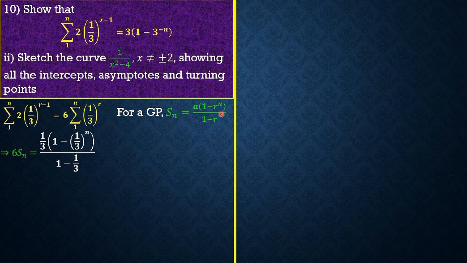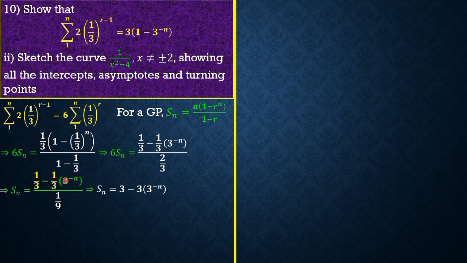Simplifying the result, guys, gives us our 6 Sn to be something like 1 third minus 1 third into 3 raised to the power negative n over 2 over 3. Multiplying top and bottom by... if we multiply top of this equation, or whether if we divide all through by 6, we're going to have Sn to be something like 1 third minus 1 third into 2 raised to the power negative n over 1 over 9. Multiplying top and bottom now by 9, guys, we are going to have 3 minus 3 into 3 raised to the power negative n.